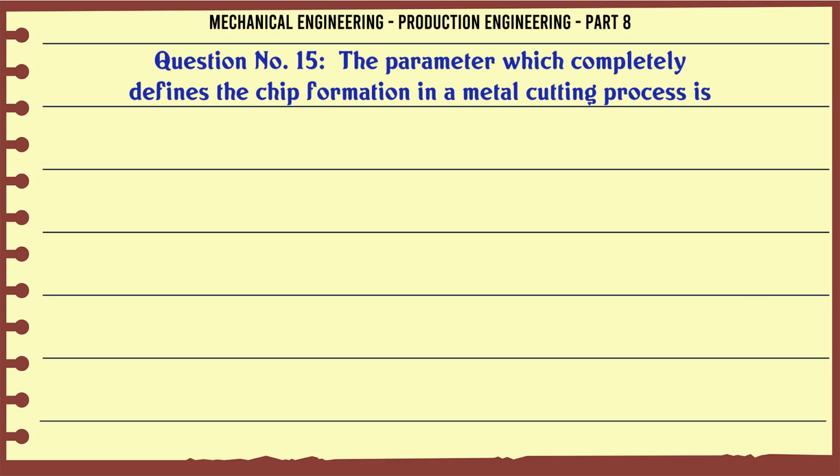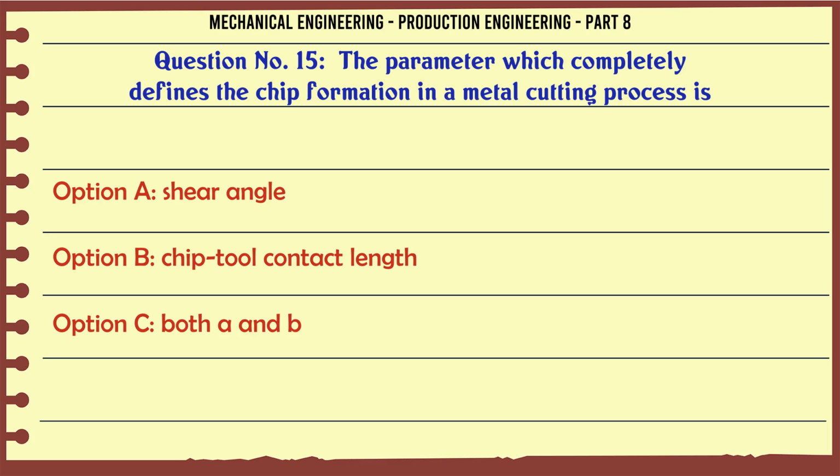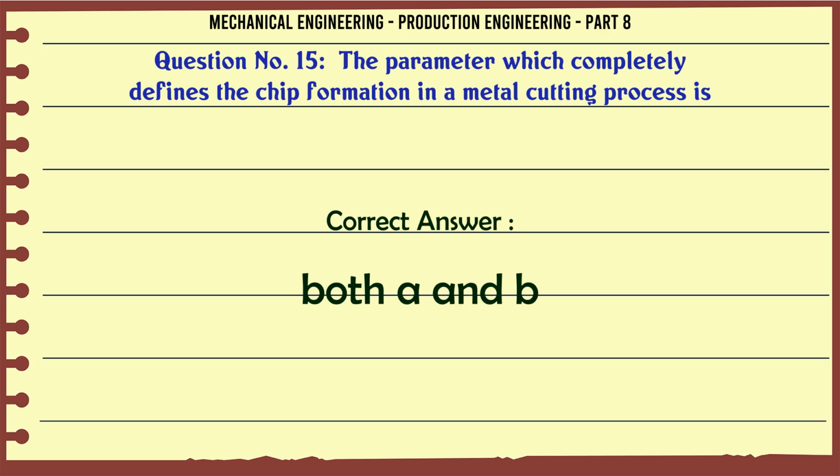The parameter which completely defines the chip formation in a metal cutting process is A. shear angle, B. chip-tool contact length, C. both A and B, D. none of these. The correct answer is both A and B.